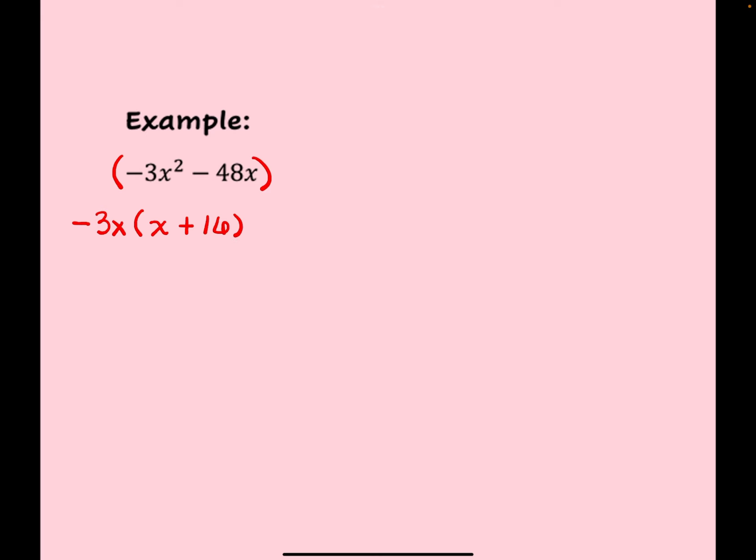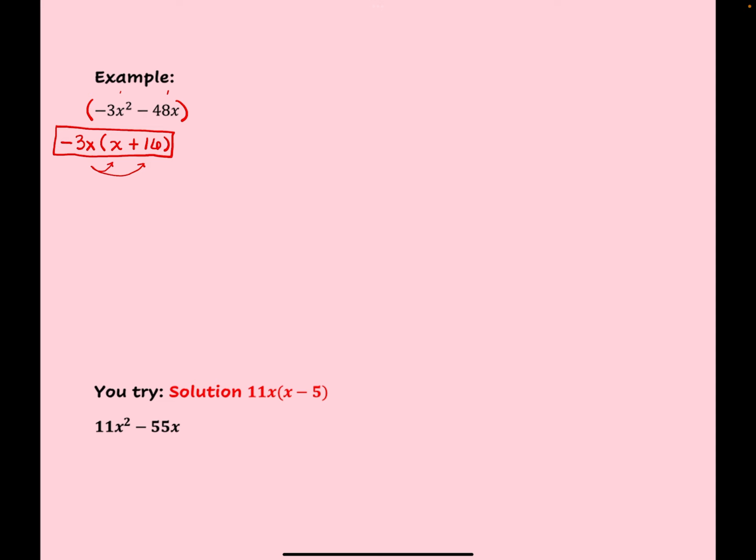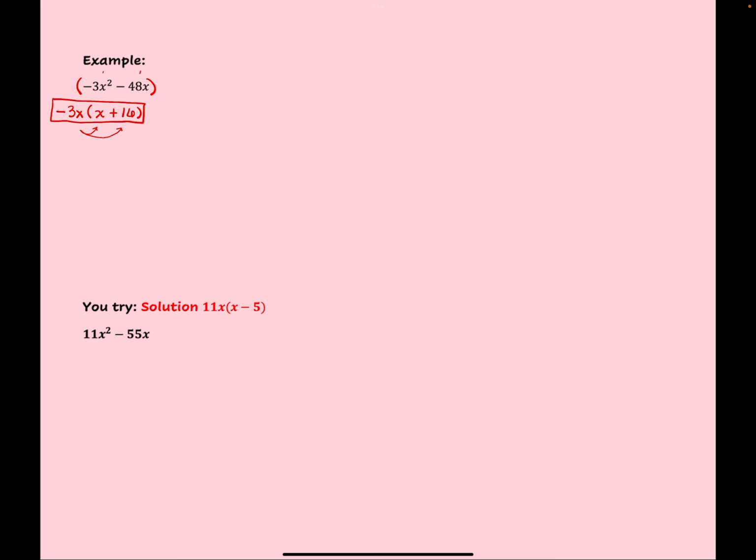Now, I can always check my work by remultiplying, redistributing that. So negative 3x times x still gives me negative 3x squared. And negative 3x times positive 16 gives me negative 48x. So always go back and check your work whenever you need to. Make sure that you factored out that greatest common factor correctly. Okay, so this would be the factored form when I am factoring out a GCF out of that expression. Okay, here's one for you to try. Actually try it, then check that solution. Make sure you're getting those same numbers.